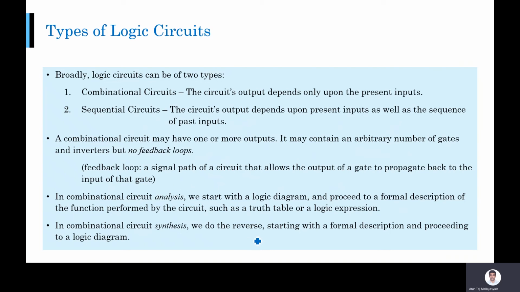In synthesis, what do we do? It is just the opposite. You start with a truth table or a logic expression, and you make a circuit that implements the truth table or the expression that you have got. So there are these two types of tasks that we do: analysis of combinational circuits and synthesis of combinational circuits.